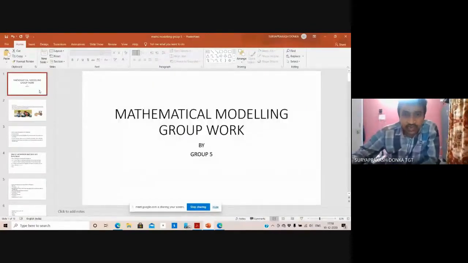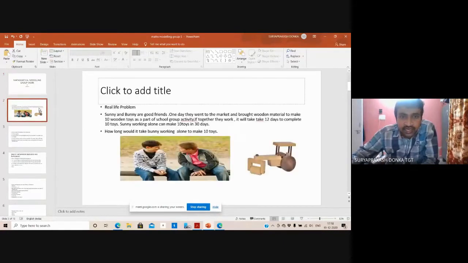Sir, this is the mathematical modeling of group work by group 5. Here I took one real life problem, sir. Sunny and Bunny are two good friends. One day they went to the market and bought wooden material to make 10 wooden toys as a part of their school group activity. If together they work, it will take 12 days to complete 10 toys. Sunny working alone can make 10 toys in 30 days. So how long would it take Bunny working alone to make 10 toys? So this is the problem I took, sir.